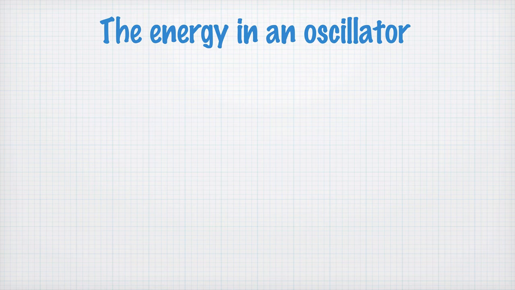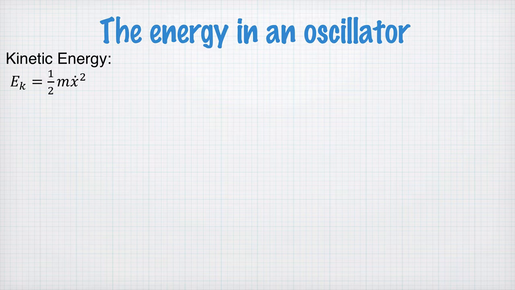Let's now think about the energy stored in an oscillator, a mechanical oscillator. The energy is stored in two forms. There's a kinetic energy of the mass and the potential energy stored in the spring. So let's think about the kinetic energy first.